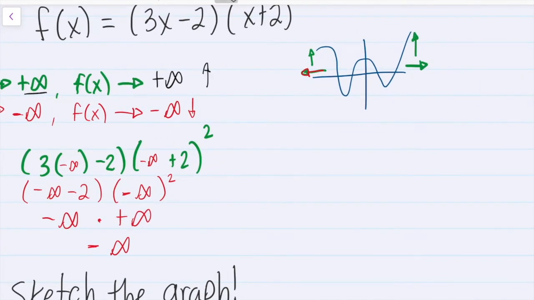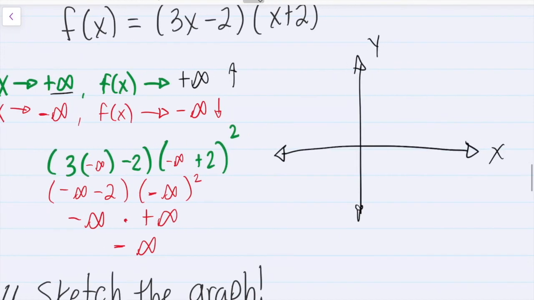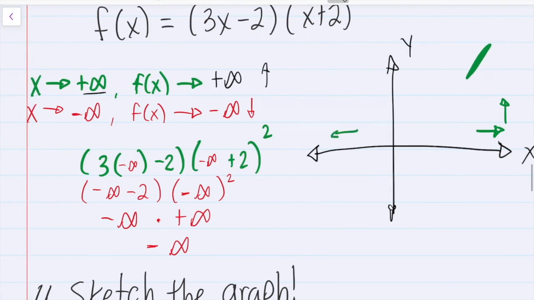If I were to graph this, let me do a new graph here. If I had a graph, I know that when my x is a big positive, so when my x is going this way, my y is going up. So my graph is going to end over here, somewhere on top. And when my x is negative, when I'm going this way, my y is going to be going down, so my graph is going to start somewhere on that side. That's the end behavior of the graph.